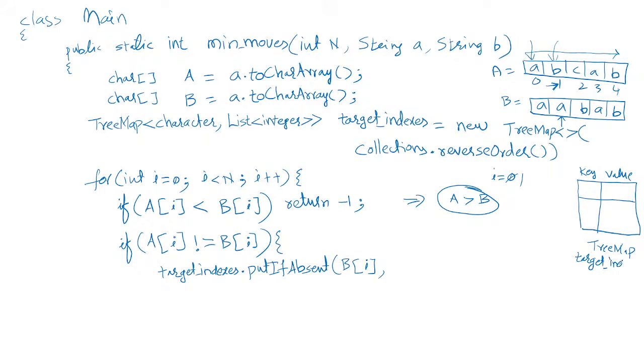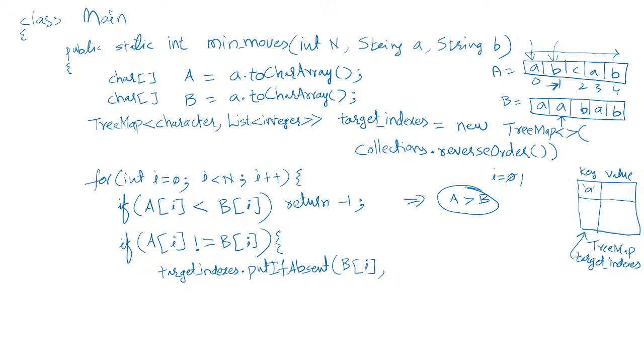Okay, so this is nothing but our target indexes. This is our tree map. Okay, so it checks: is the key A present in this? No. Okay, so then what will it do? It creates the key A in this.